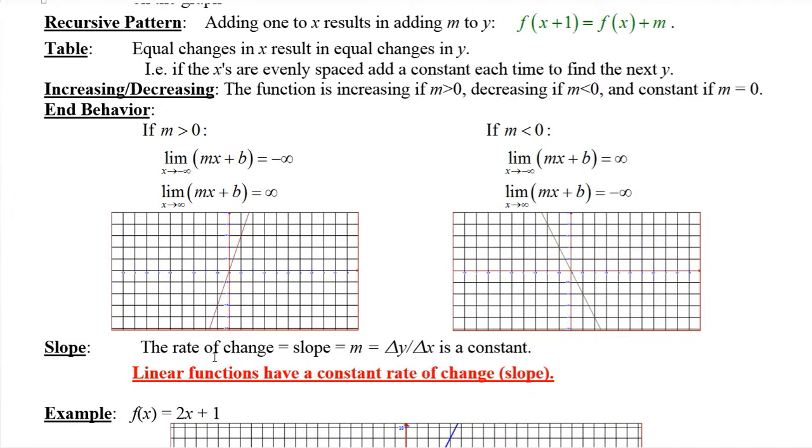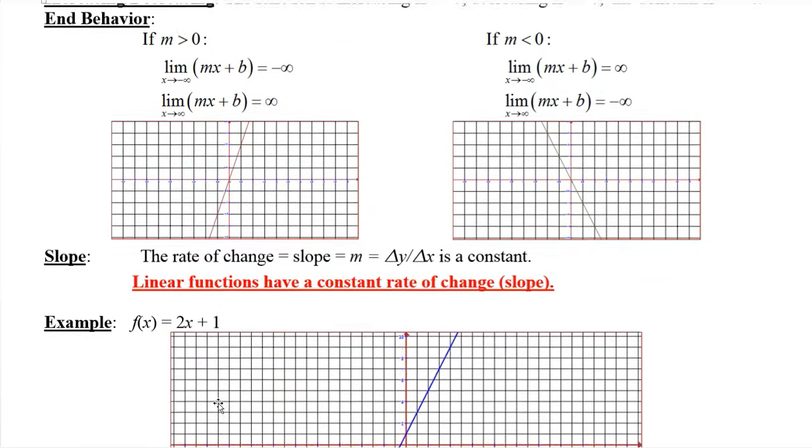The most important thing is we look at the rate of change. The rate of change is the slope. That is delta y over delta x, or y2 minus y1 over x2 minus x1 between two points, x1, y1, and x2, y2. That slope is a constant. And so the most important thing you want to remember about linear functions is that linear functions have a constant rate of change, a constant slope.